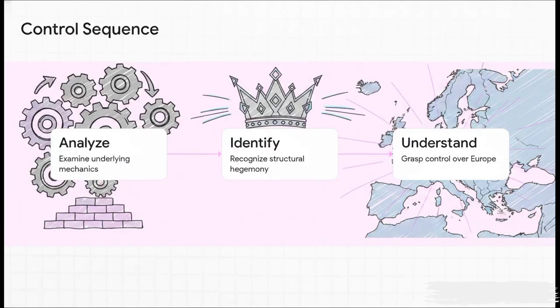Let's move along and see how this builds, because seeing these dynamics laid out reveals a very clear, inevitable sequence. Step 1 is to analyze the mechanics. You really have to start at those foundational gears, the massive export surpluses, and the sheer industrial capacity. Once you see those gears turning, well, step 2 naturally follows. Identify the resulting hegemony. The sheer economic mass creates an unavoidable structural dominance. And that leads right into step 3, understand the control over Europe. The sequence shows us the control isn't a daily political choice. It is simply the inevitable final result of the underlying economic mechanics functioning exactly as they were built to function.